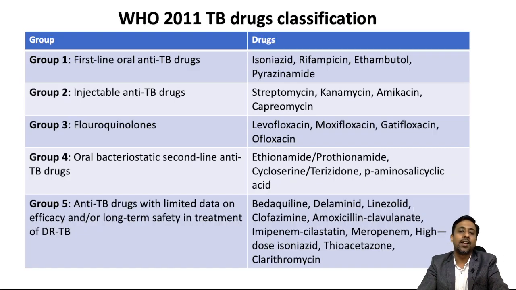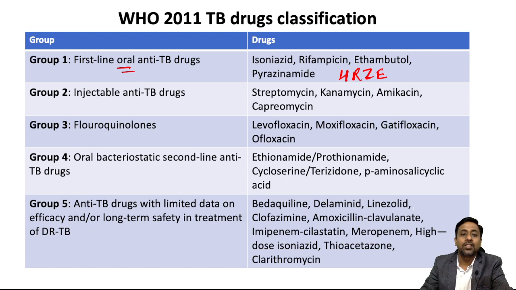So WHO has given the classification of TB drugs in 2011, and in that classification they have classified the drugs into 5 groups: group 1, group 2, group 3, group 4 and group 5. Group 1 is the first line oral anti-TB drugs, and it includes the popular anti-TB drugs isoniazid, rifampicin, ethambutol and pyrazinamide, HRZE. Group 2 includes the injectable anti-TB drugs, also known as second line injectable drugs, and it includes the aminoglycosides: streptomycin, kanamycin, amikacin and capreomycin.